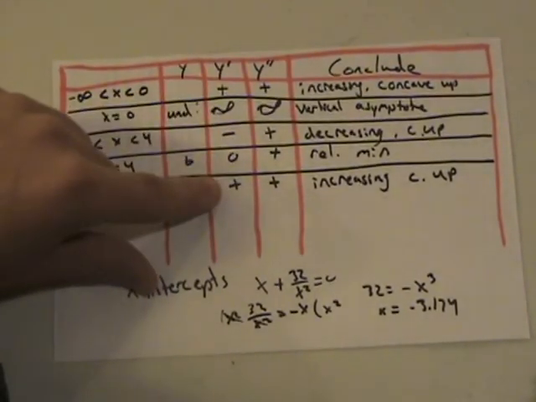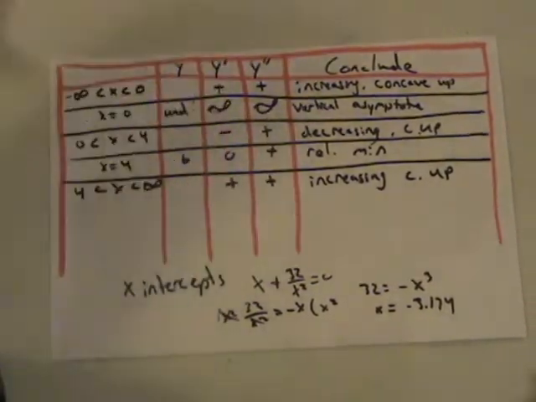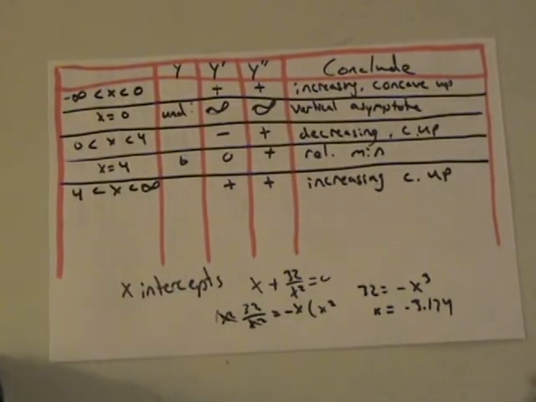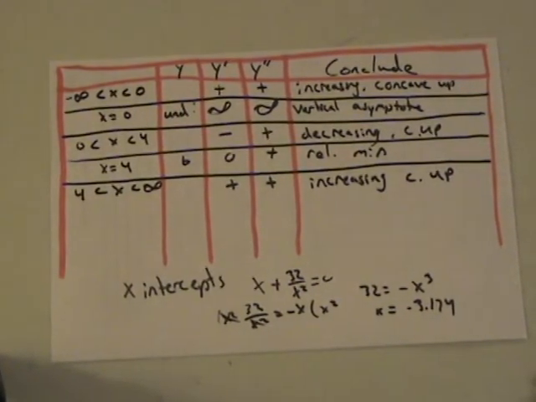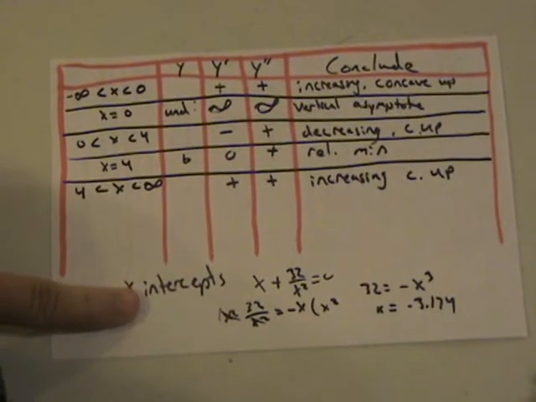Then there's the first derivative column and second derivative column, and then we conclude what's going on. After we mark the points in, we remember what we're doing. And I also marked all the x-intercepts here on the bottom. I found them.